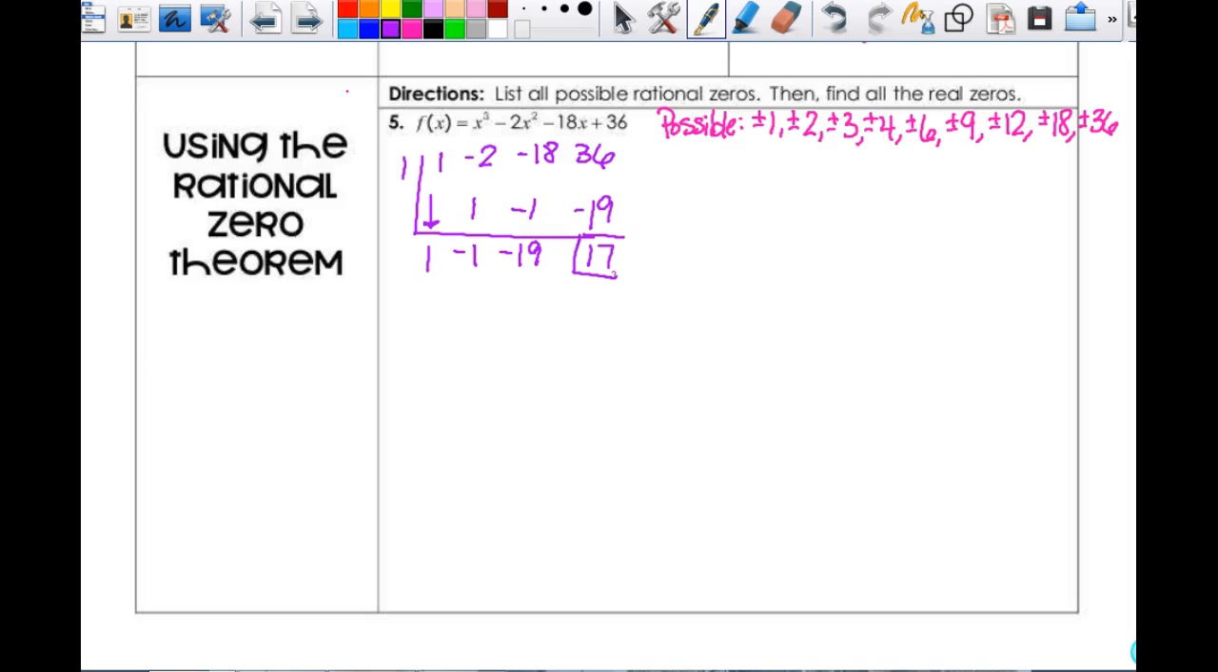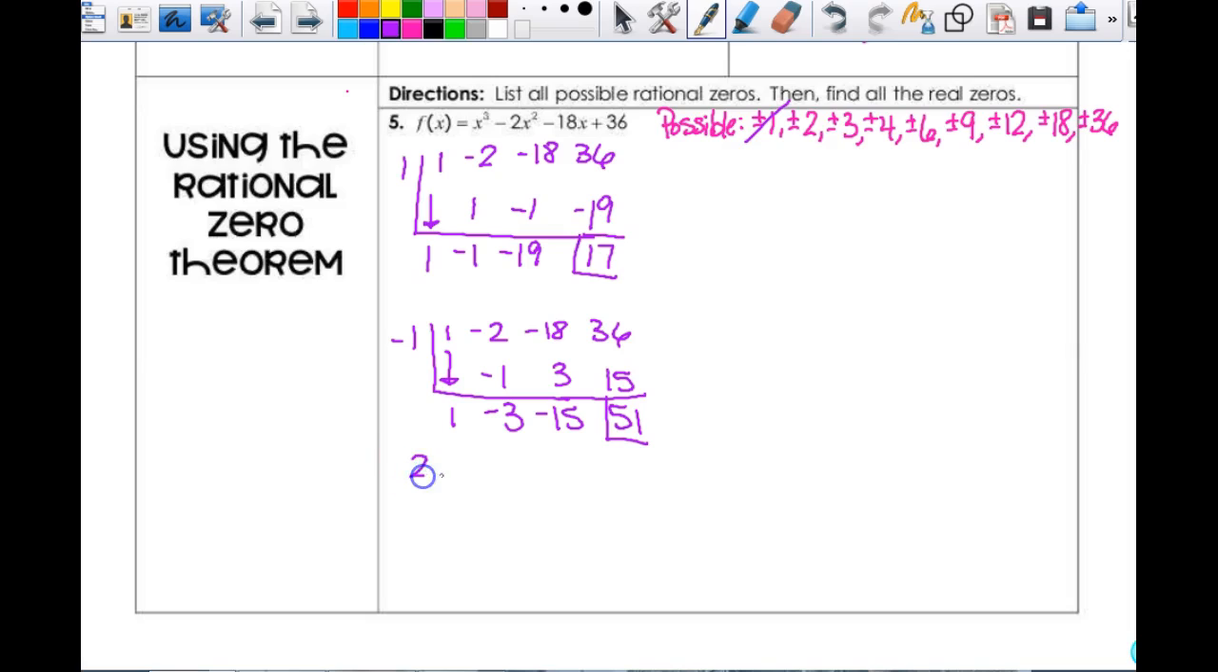So 1, sadly, doesn't work, right? So we would move on to negative 1, because we don't know any other thing to do right now. Move on to negative 1. So 1, negative 2, 18, 36. That one doesn't work either, right? So 1 and negative 1 are out.